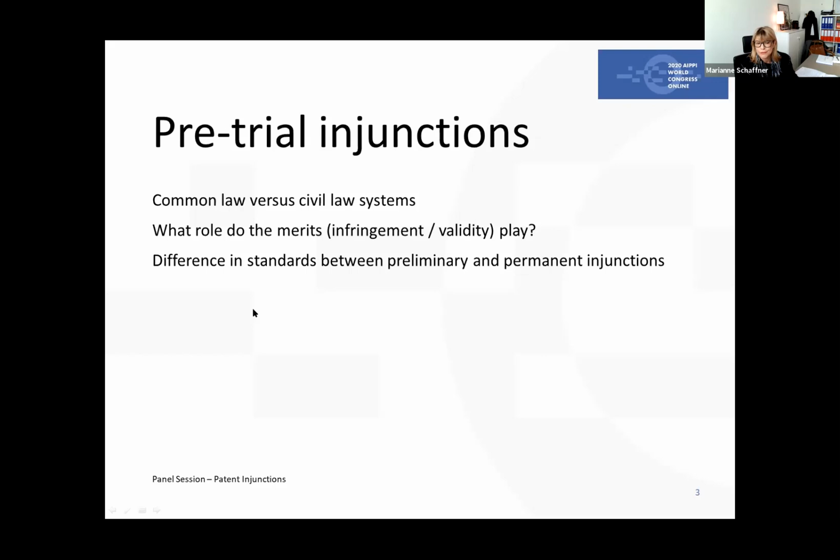Do you want to hear about the differences between the preliminary and permanent injunctions now or later?